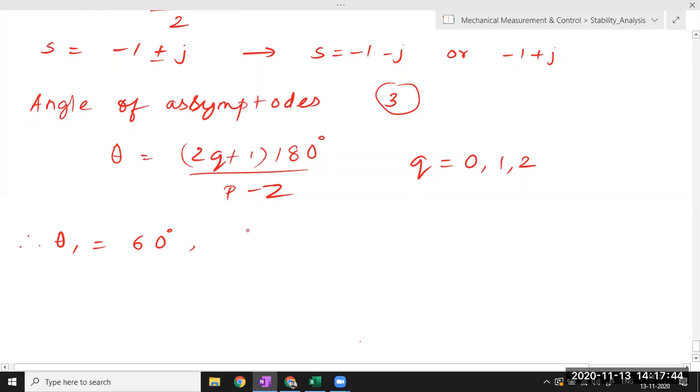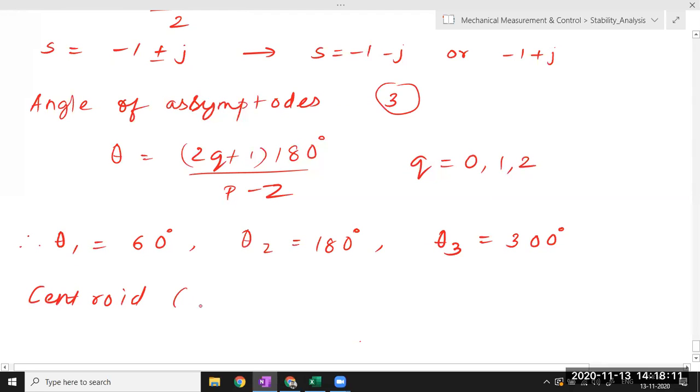Is everyone okay? Yes, sir. Theta 2, we will put q as 1. So what we get? 3 into 180 divided by 3, 180 degrees. And the last will be similar: 5 into 180, 900 divided by 3. This will be 300 degrees. Is everyone okay? Yes, sir. Now what do we need to find? We need to find the centroid.